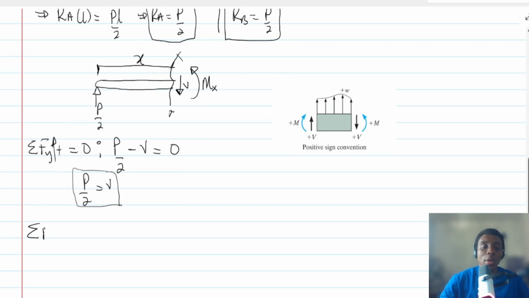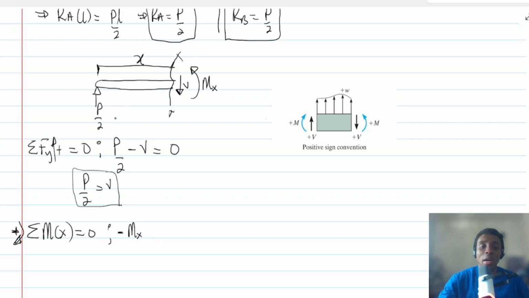So we are going to sum moments. Let me call it M of X. Summation of moments, clockwise is positive, about where we took the section. You see that because of the section that we took, there is already a moment here, and that moment is going in the anticlockwise direction, so let's call it minus M. And then we have the actual moment from the load, which is coming in the clockwise direction, isn't it?